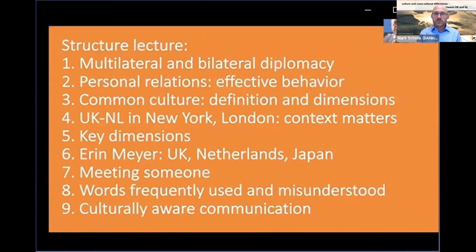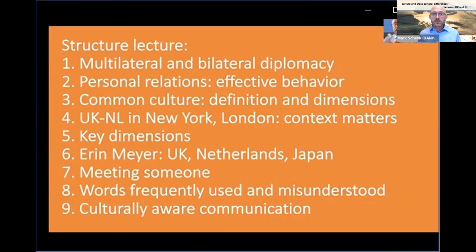Some key dimensions, three scientists I read books from on this issue, very practically on the differences between the UK and the Netherlands, and one counterpart from Japan on that one, and some observations from the first 9 months here in the UK, the peculiarities of meeting someone here in the UK for the first time, and then something on communication, a crucial subject when it comes to intercultural awareness.